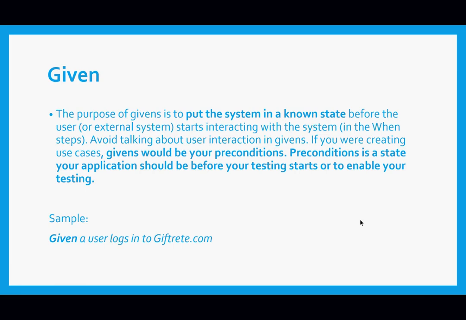For you to be able to do some testing, you want to do some other things first. An example is: given a user logs in to givetrade.com. That's your precondition, because for you to be able to do some actions, you need to log in. So that is your given. Anything that you want to do before you perform your actions or start testing, you put in the given clause.